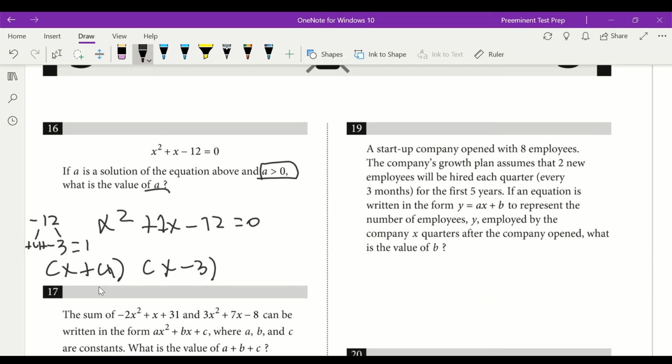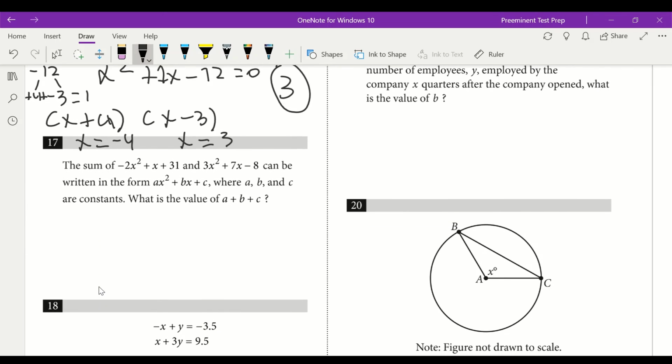But I need my positive factor, my positive 0, right? So my x plus 4, I know x will equal negative 4. My x minus 3 will mean that x will equal 3. I need my positive answer. My positive answer is x equals 3, so my answer will be 3.